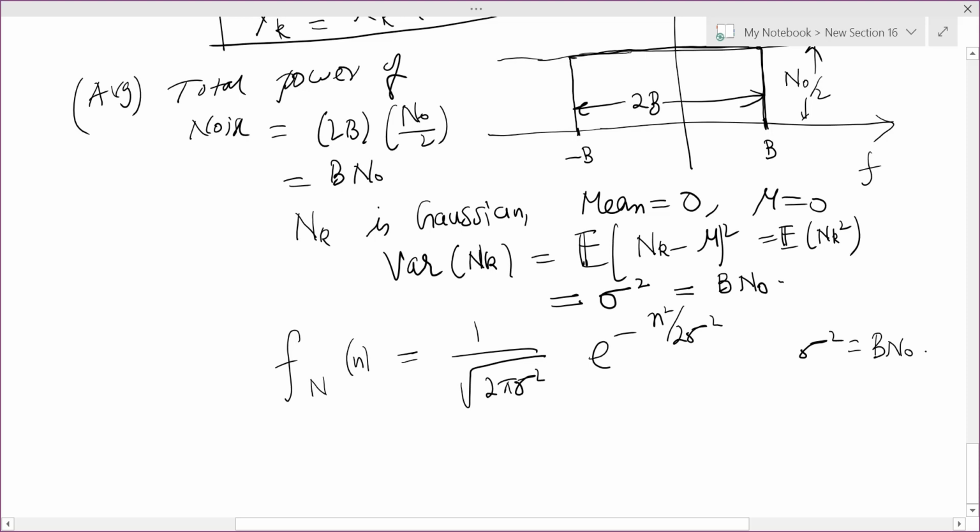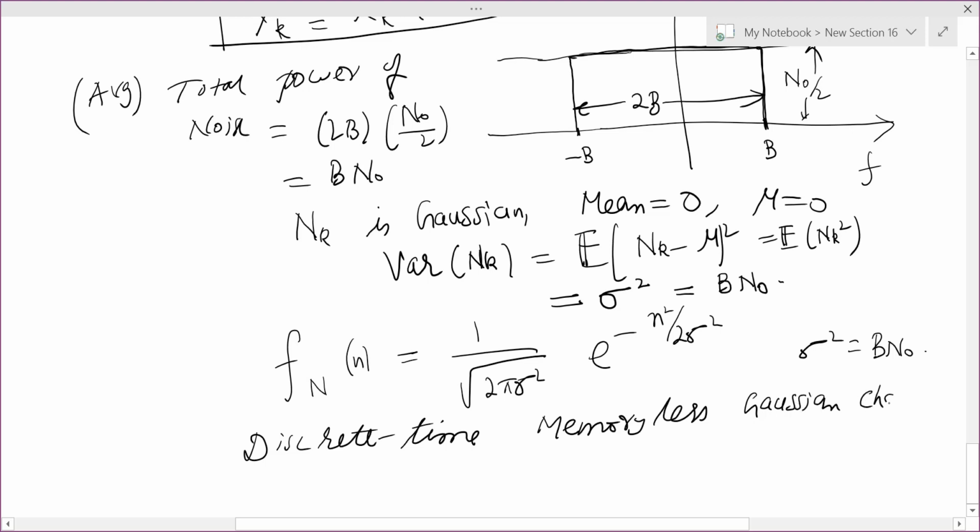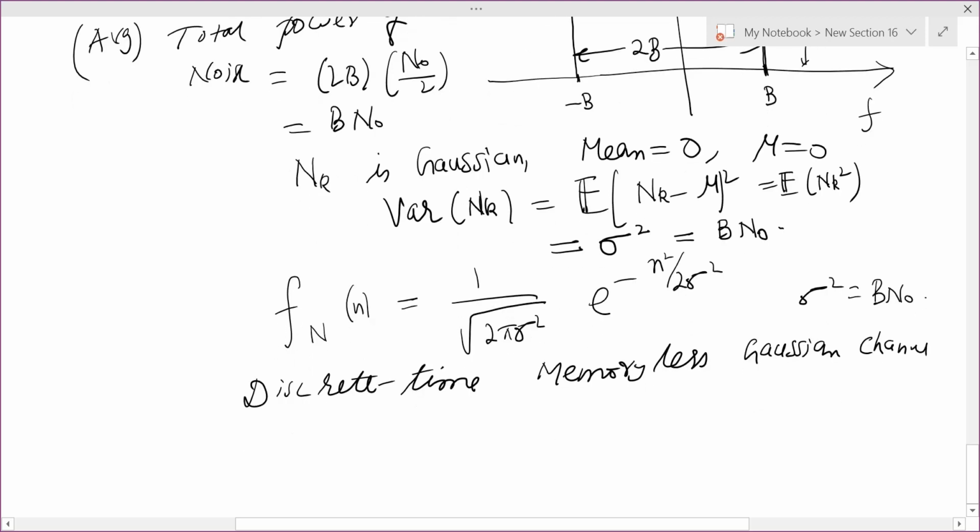Now what we have is a discrete time and in fact memoryless Gaussian channel. I will tell you what memoryless means. Memoryless means that if you have a symbol xk plus 1, at the receiver you have yk plus 1, yk plus 2, and so on. The next symbol does not depend upon the previous symbol. That is what memoryless means.